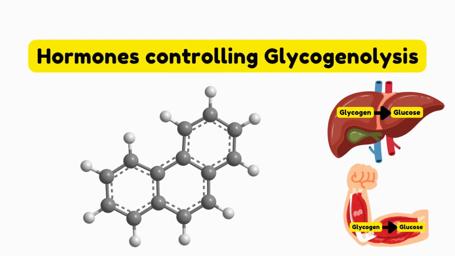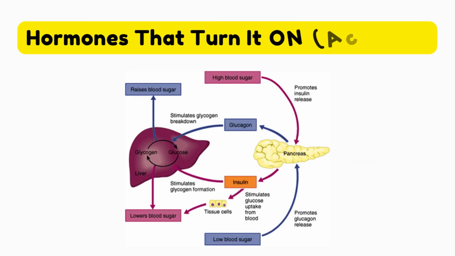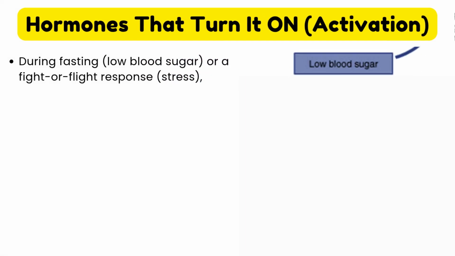Which hormones control the glycogenolysis process? Three main hormones control glycogenolysis by signaling whether the body needs to release the stored sugar or whether the body should save it. Hormones that turn it on, causing activation of glycogenolysis: during fasting, low blood sugar, or a fight or flight response, stress.